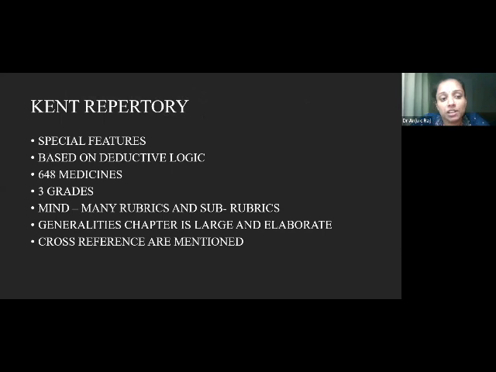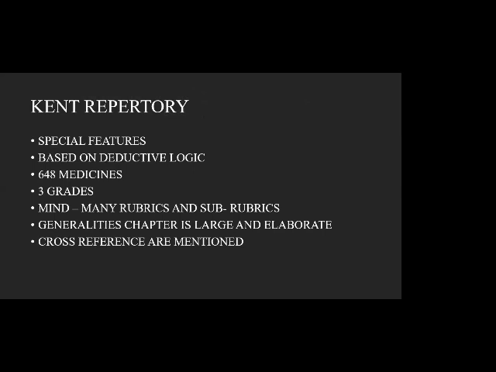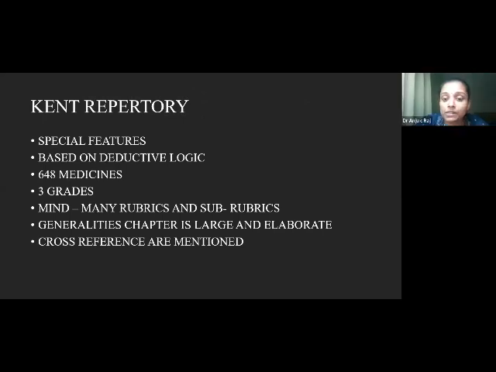Next, we go into special features. This I give more importance. Just go through the merits and demerits. Special features of Kent repertory: based on deductive logic, 648 medicines, 3 gradations. In the Mind, many rubrics and sub-rubrics are mentioned. The Generalities chapter is large and elaborate. Cross-references are mentioned.